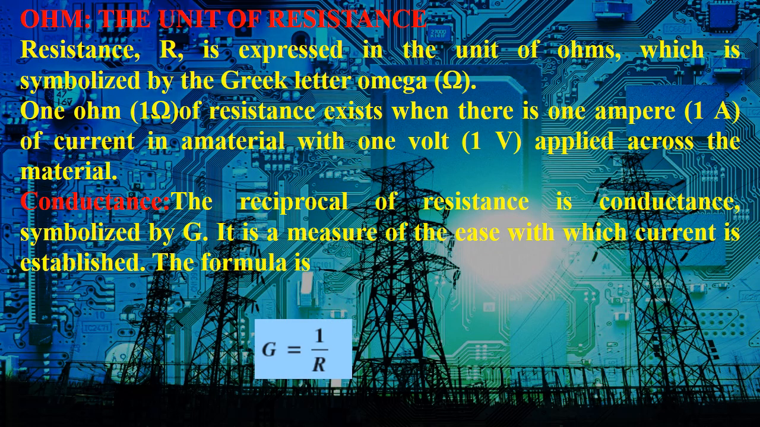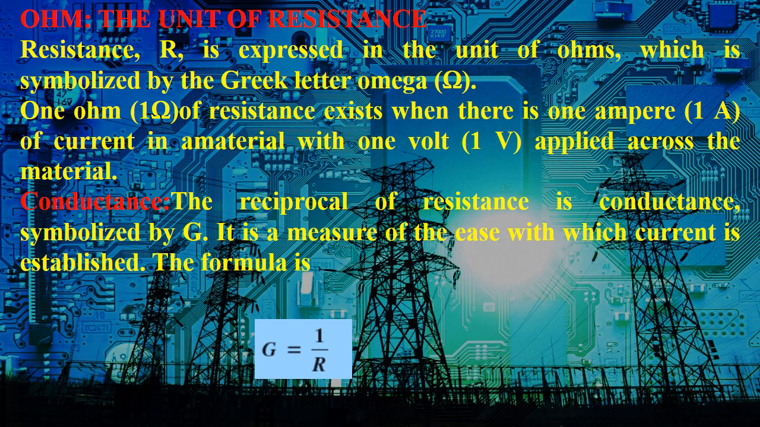Okay, let's look at the unit of resistance. The symbol of resistance is R, and it is expressed in the unit of ohms, which is symbolized by the Greek letter omega. This means that 1 ohm of resistance exists when there is 1 ampere of current in a material with 1 volt applied across the material.